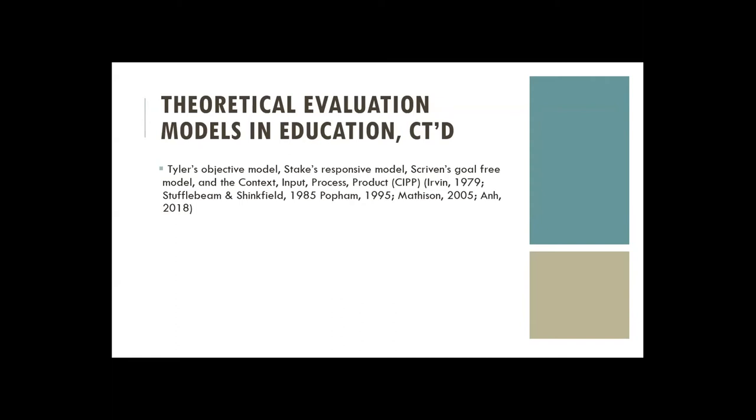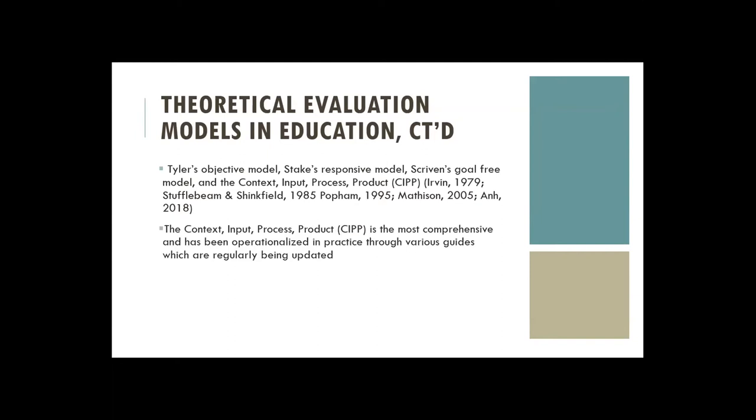The objective model, as it states, focuses more on having an objective right at the start of the intervention, and then evaluating whether that objective has been achieved at the end of the intervention. The stakes responsive model really looks at all the voices and opinions of the stakeholders involved in the project, and tries to evaluate taking all those opinions into account. Scriven's goal-free model is based on the assumption that we do not really know all the objectives of the intervention. There are some objectives that are emergent that we also need to take into account.